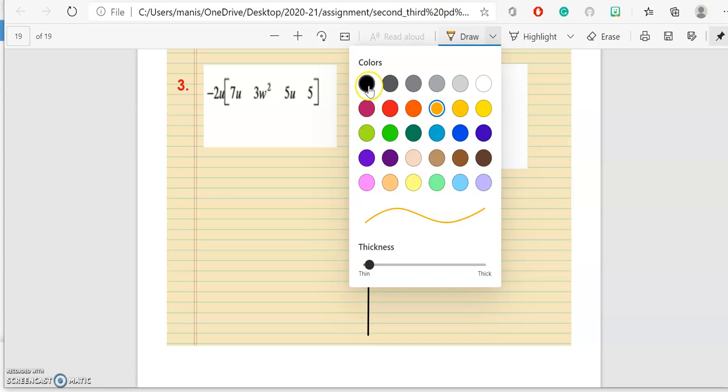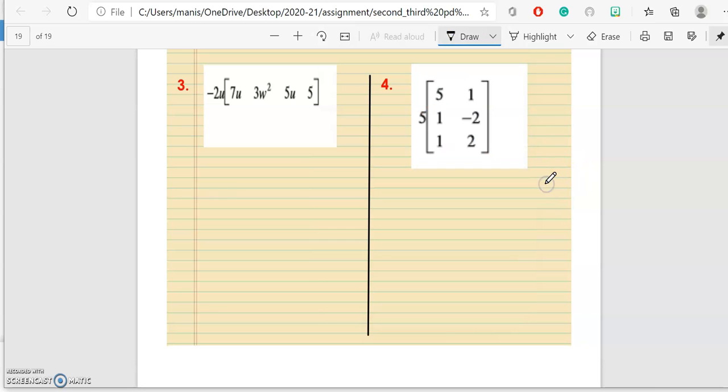Now the next example is a little bit tricky for you. It says multiply negative 2u with this matrix. So first of all, step number 1, we will write the dimensional order of the matrix. Order of the matrix is rows by columns. How many rows are here? 1. How many columns are here? 1, 2, 3, 4. So the order of this matrix is 1 by 4. Now we just have to perform the scalar multiplication on this matrix.